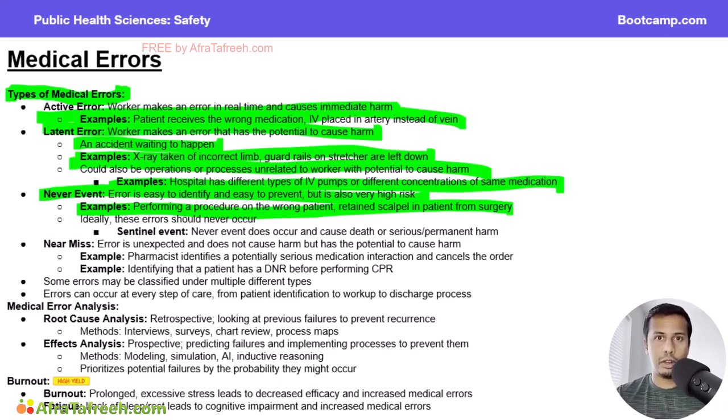You just ask the patient their name, you check their wristband, you verify their date of birth. These are really easy things to prevent. But if you take out the appendix on a patient that didn't need their appendix out, that could cause a lot of harm.